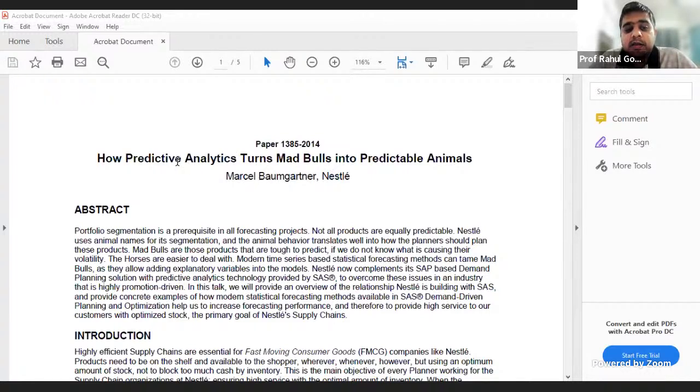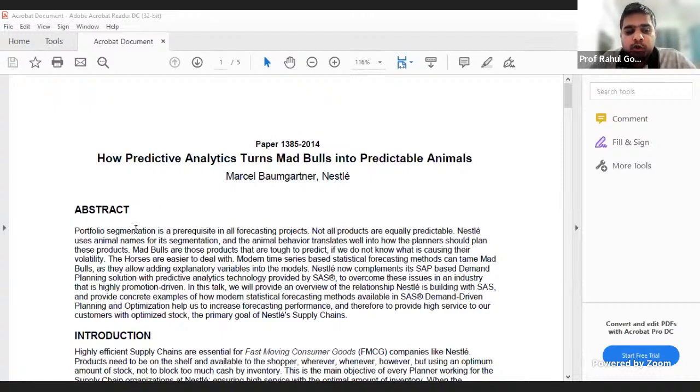And the title of the paper is about how predictive analytics, which is the third level in terms of maturity, and how they were using analytics to turn Mad Bulls. So we saw Mad Bulls on the chart, which are highly variable, difficult to predict. And at the same time, their contribution to business is high. So it is very important for the organization to be able to predict them. They can't leave them to auto mode. And how did they convert them to predictable animals?